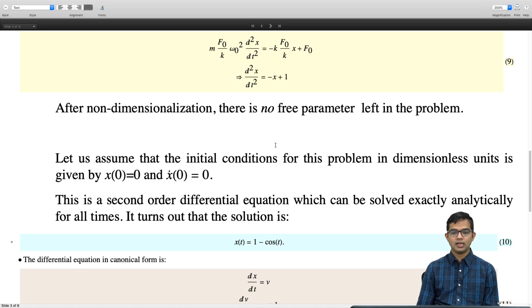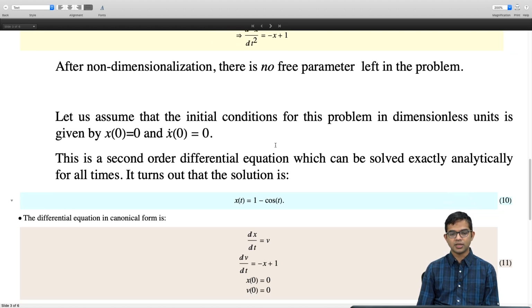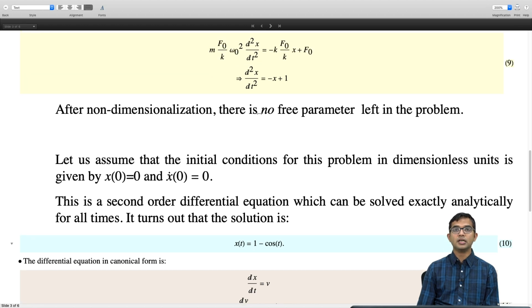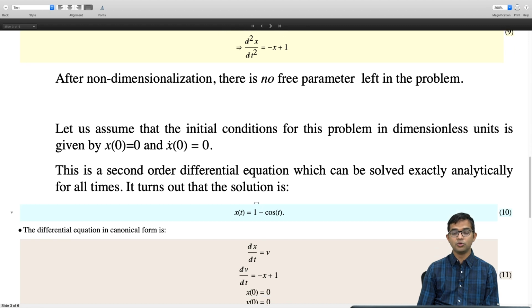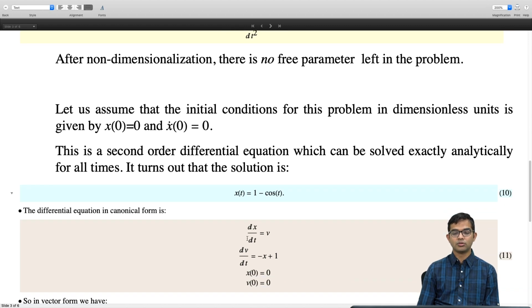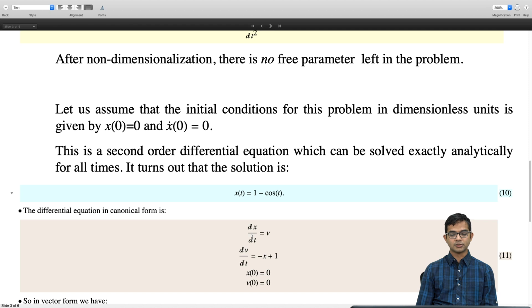But before we plot, let's use our very powerful toolbox, the RK4 method, right? So in order to send our differential equation into this RK4 toolbox, we must first recast this second order differential equation into more than one first order differential equation involving two variables, as we have been doing for many problems. We already know how to do this. Just take dx by dt equal to v and then dv by dt equal to minus x plus 1, and then you have x of 0 equal to 0, v of 0 equal to 0.